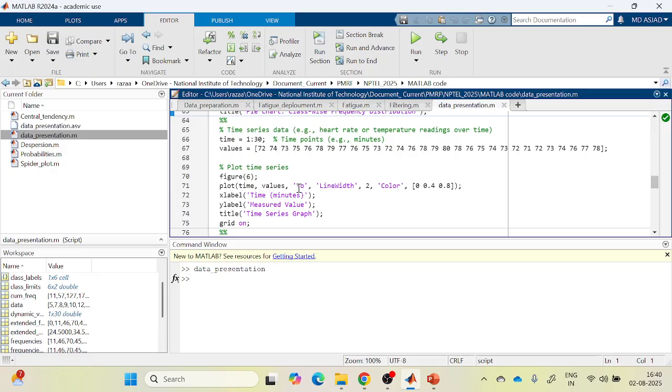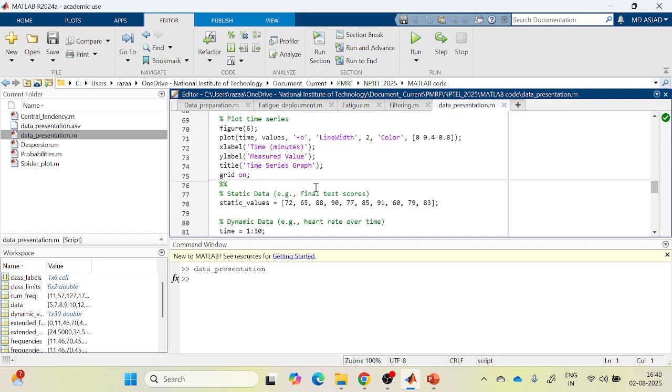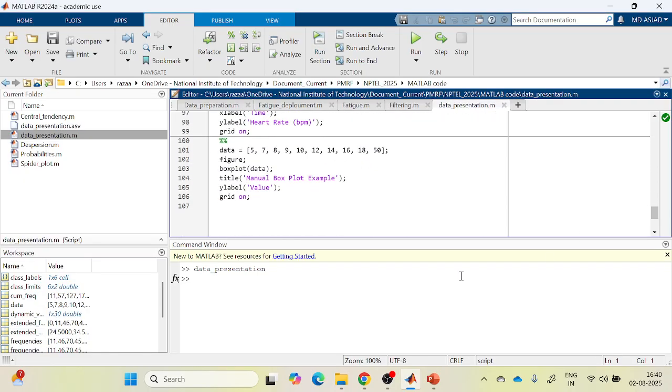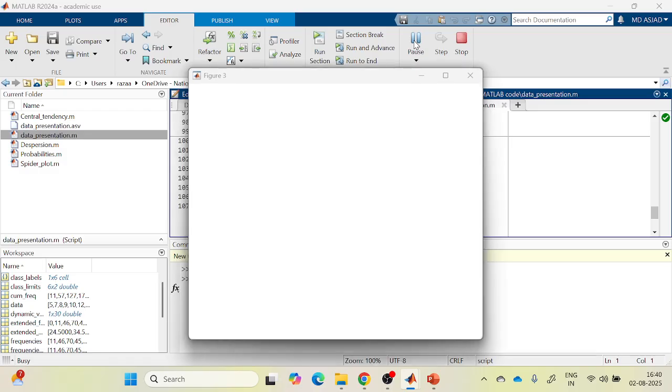This is going to be the marker, and this explains the line width, which is 2. Then for color we can keep RGB. Then we have the slide label. Static data and dynamic data we can also plot here. Then if you run it, all the curves will look like this.